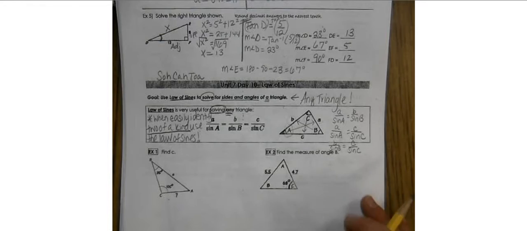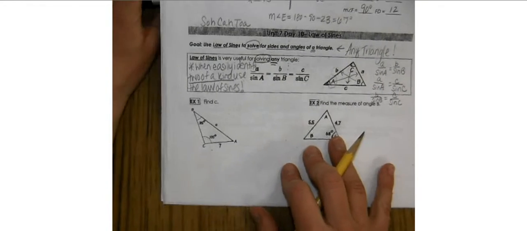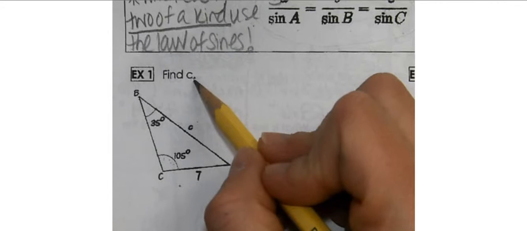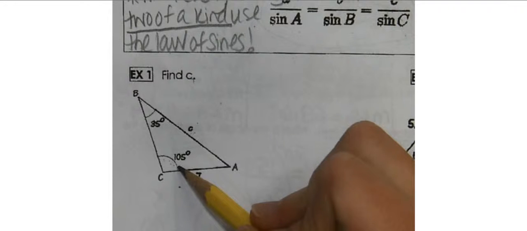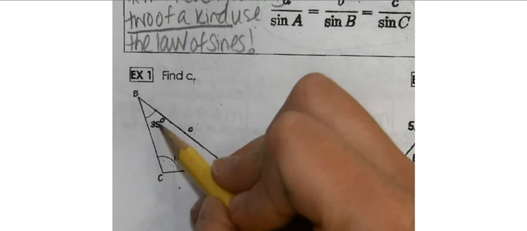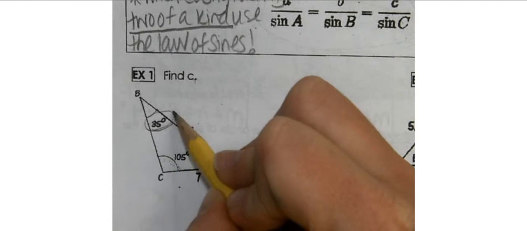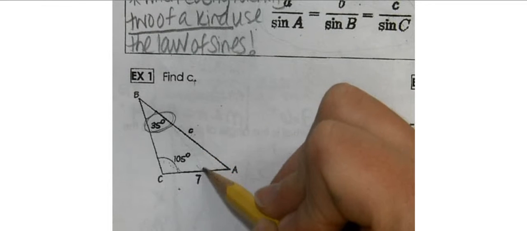So let's go ahead and look at example number 1. For example number 1, we want to find little c. So little c, notice it's straight across from angle C, which is 105 degrees. So we're going to identify the other information that we know. We know that angle B is 35 degrees and the side opposite of it is 7.